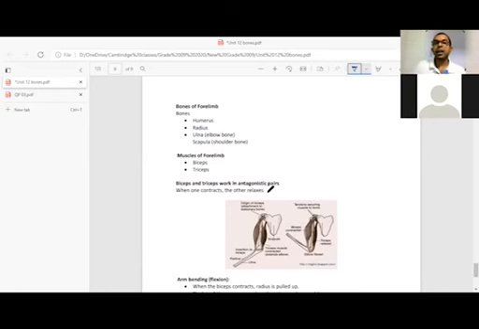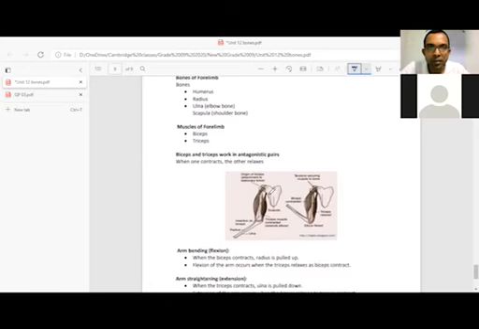Here we should have an idea about the bones of the forelimb, the names of the bones. What are the bones we have in the forelimb? That is the humerus, radius, ulna, and the scapula. Humerus, radius, and ulna, these three bones.